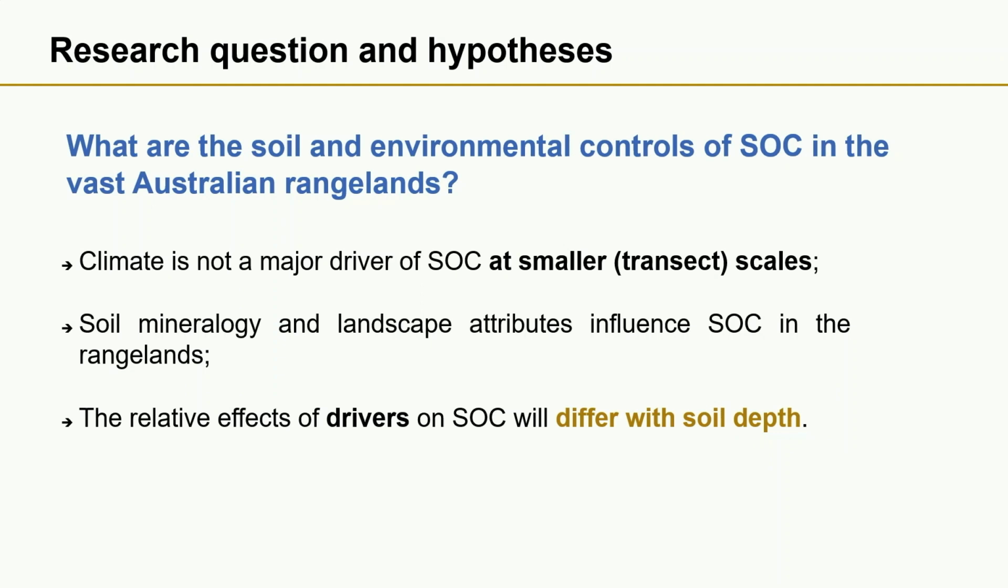Our research questions and hypotheses are here. What are the soil and environmental controls of soil carbon in the vast Australian regions? We have three hypotheses. Climate is not a main driver of soil carbon at smaller or transect scales. Soil mineralogy and landscape attributes influence soil carbon in the regions. The relative effects of drivers on soil carbon will differ with soil depths.